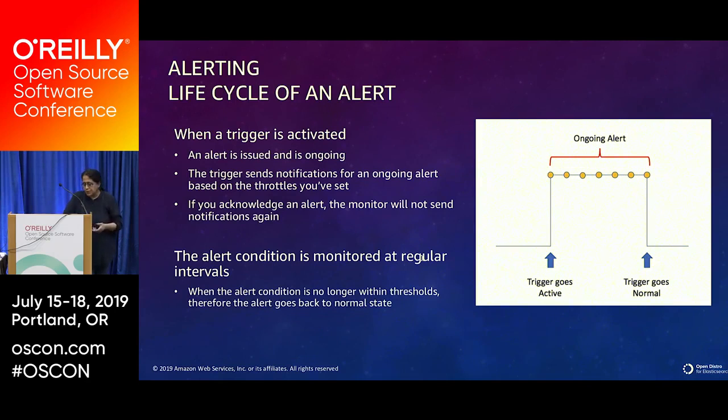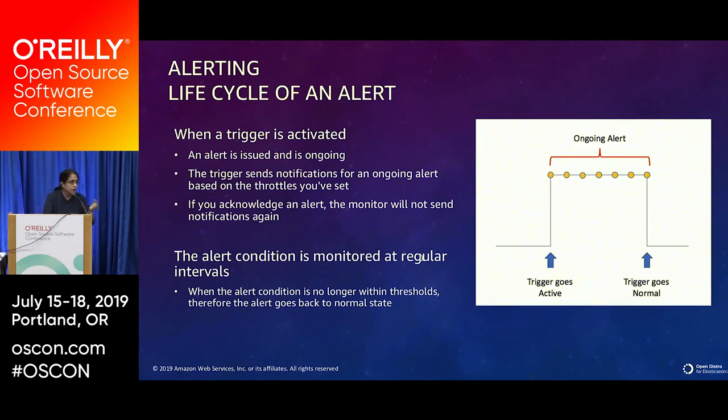Diving in a little deeper, I just wanted to talk a little bit about the life cycle of an alert. What's an alert, right? It's basically a trigger that is set and is activated because we are defining the conditions for when that trigger should be fired off. It sends a notification if an alert occurs on a particular type of data that you've set it for, and it's based on the throttles that you're defining, right?